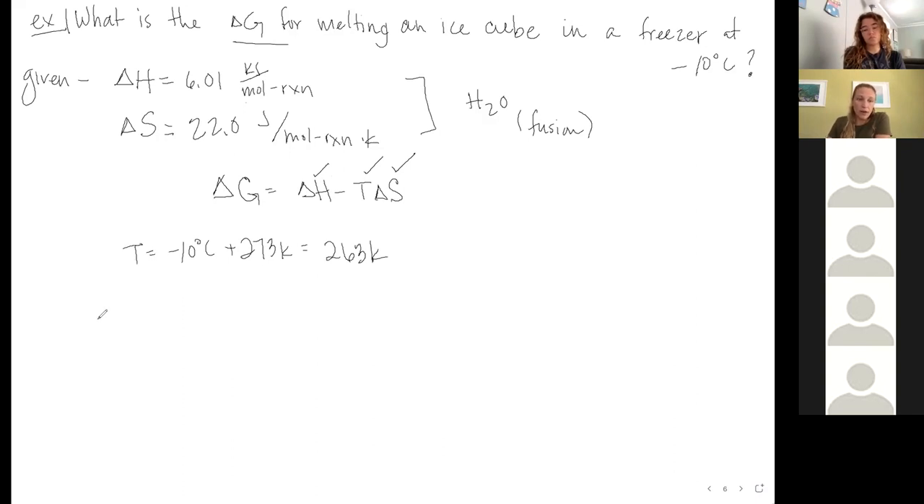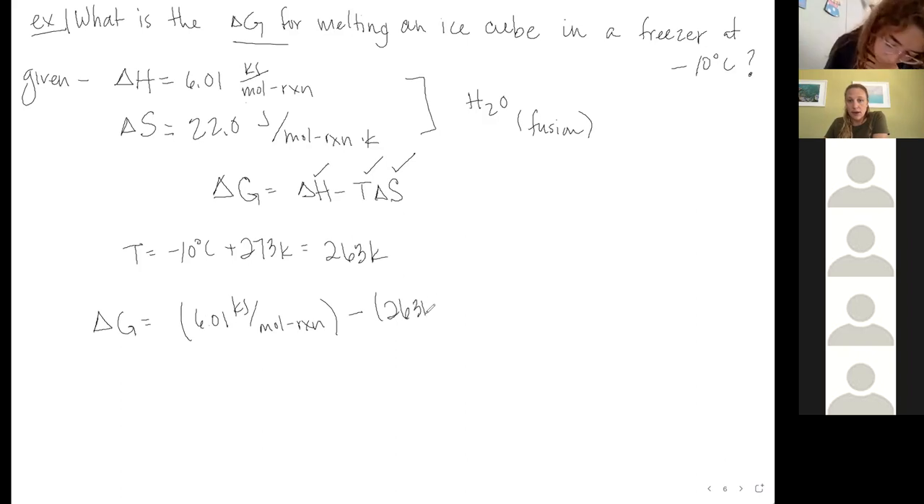So then if we plug in, we have delta G is equal to delta H, 6.01 kilojoules per mole reaction, minus 263 Kelvin times 22 joules per mole reaction Kelvin. But I'm going to need to do another conversion because this is in kilojoules and this is in joules. So I'm going to need to convert into kilojoules.